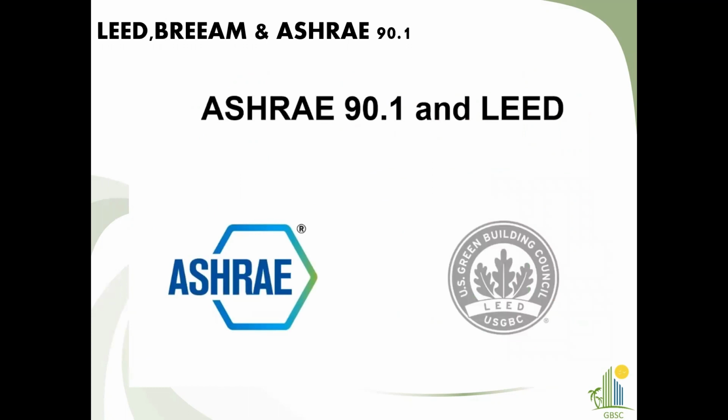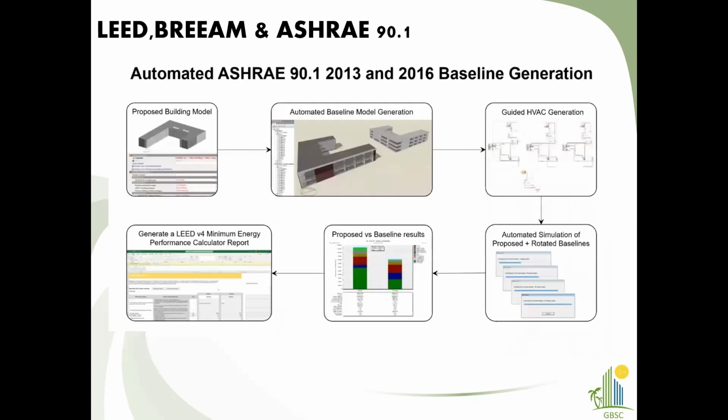For ASHRAE 90.1 and LEED, all of you who must have worked on the energy credit of LEED and ASHRAE 90.1 must be aware that we basically have to compare the proposed case with the ASHRAE 90.1 baseline case, and then once the two cases are compared, we have to fill the MEPC calculator, which is the minimum energy performance calculator, and we submit it to USGBC for approval for the credit.